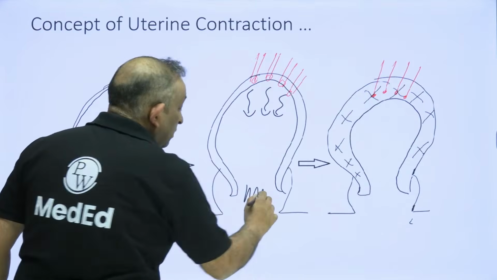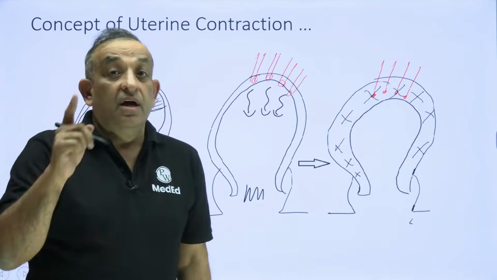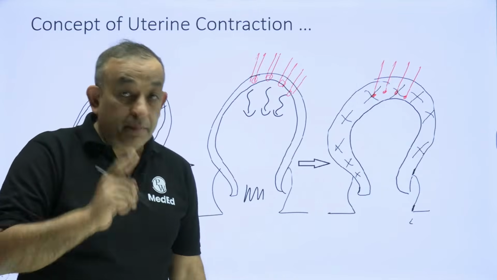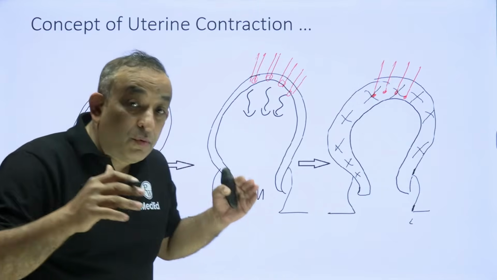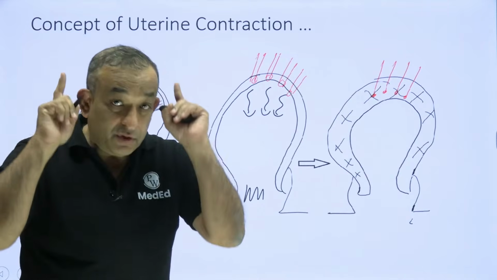She's going to bleed almost 800 ml per minute. That's the volume of flow coming to the uterus. So that's why you want the uterus to contract. Contraction should be immediate.